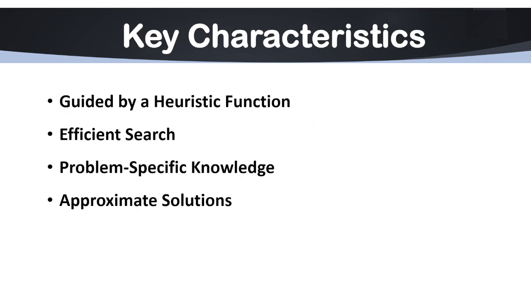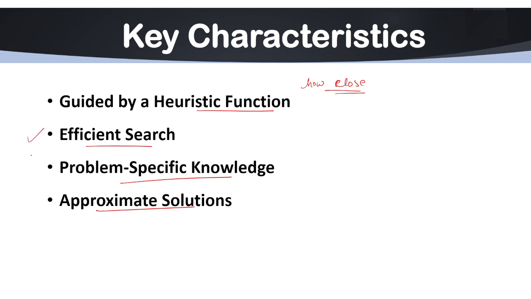Other than this, students, we have some key characteristics. The first key characteristics include being guided by a heuristic function, efficient search, problem specific knowledge, and approximate solutions. The first key characteristic is being guided by a heuristic function. A heuristic function estimates how close a given state is to the goal state, influencing the choice of which state to explore. That is being guided by a heuristic function.